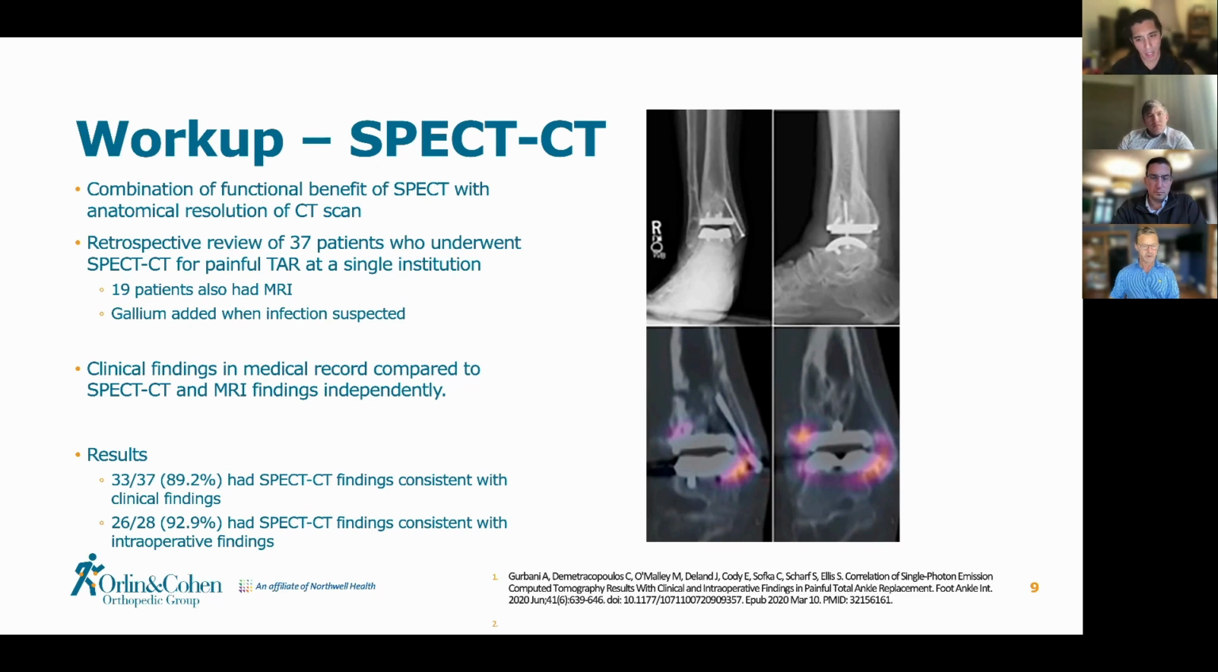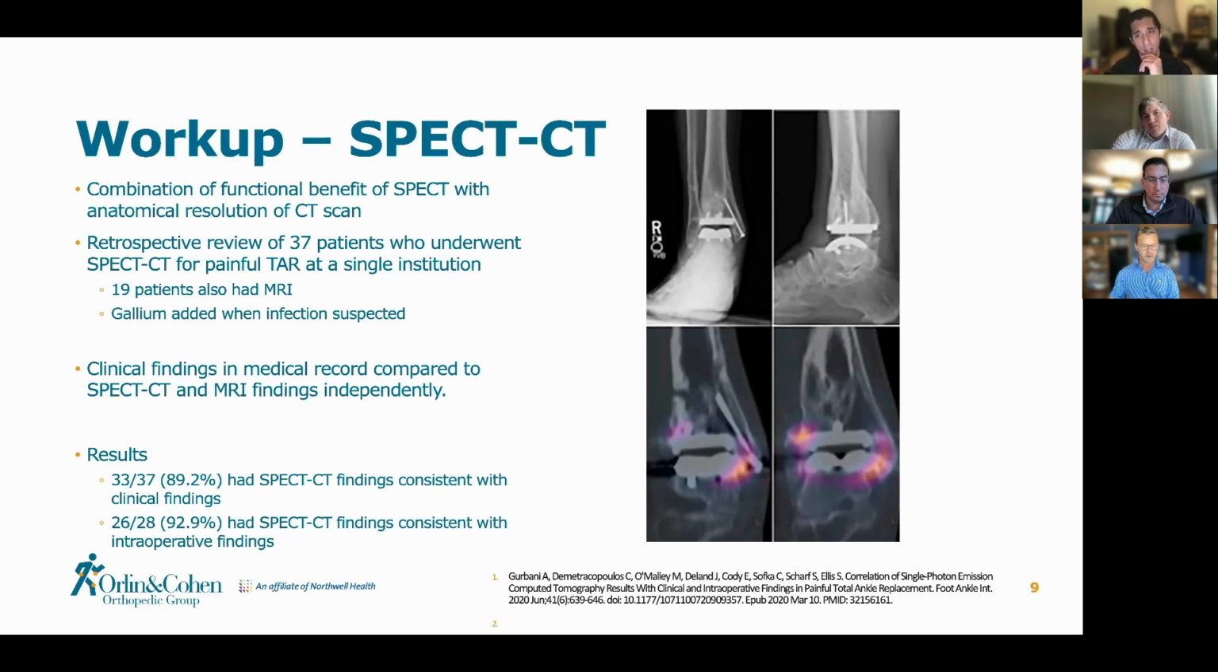And there was a nice study put out by the physicians over at HSS that looked at how well these two correlated. They took the patient's clinical exam and intraoperative findings and saw how well this matched up with what they saw on SPECT CT. And the result is that they were very well correlated: about 89% correlation rate between SPECT CT findings and ankle findings, and 93% correlation between SPECT CT and intraoperative findings.